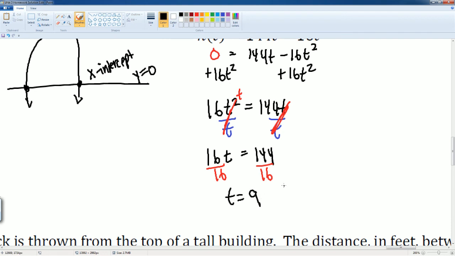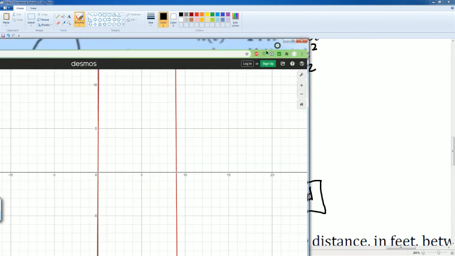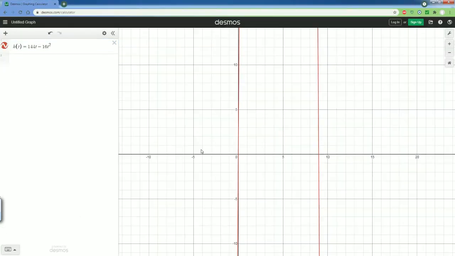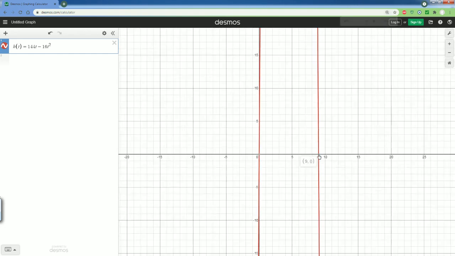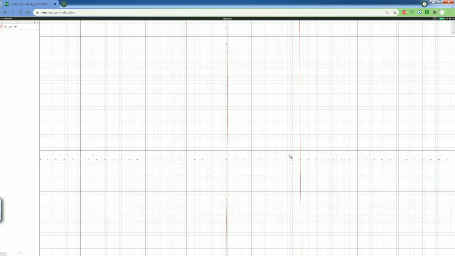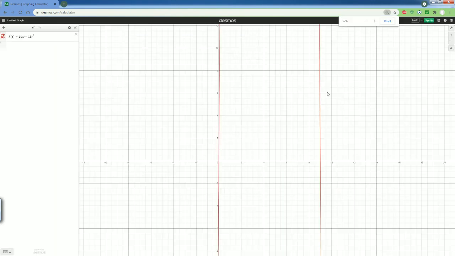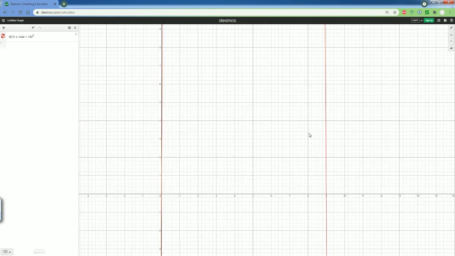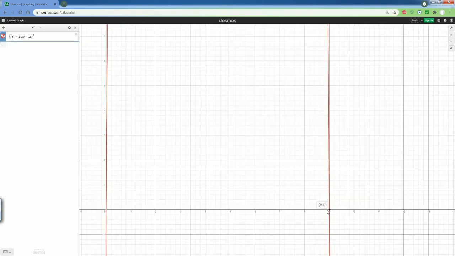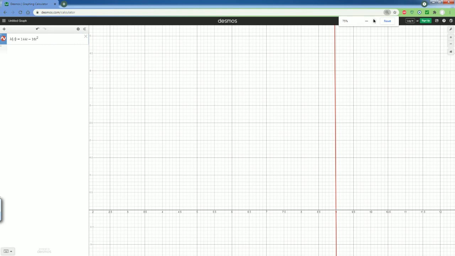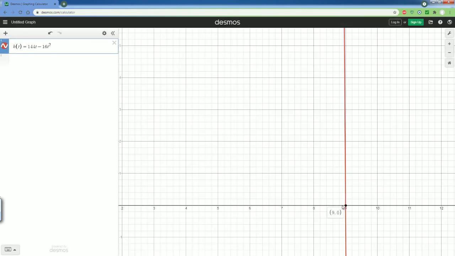So you can say at 9 seconds, this parabola hits the ground again. If you don't see it, take a look. I have it graphed, and you can see it starts off at 0, it goes up, and it comes back down, hits the ground at 9 seconds. I could zoom in or out if you want to see it better, but it doesn't matter because you see still at 9 seconds, it comes back to the ground.